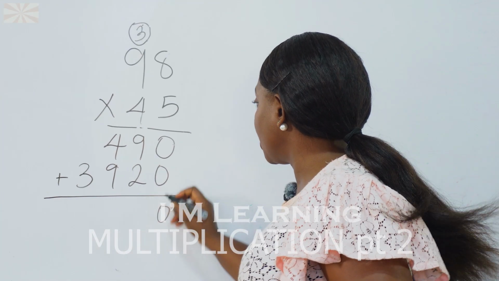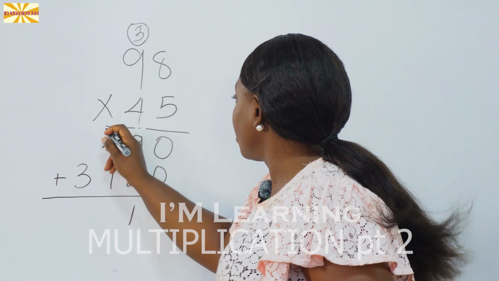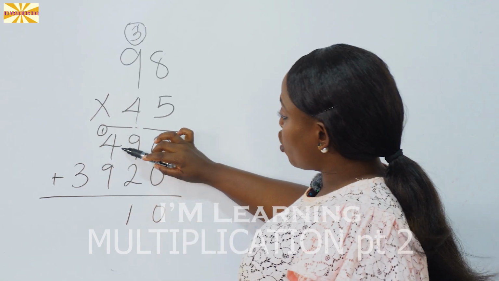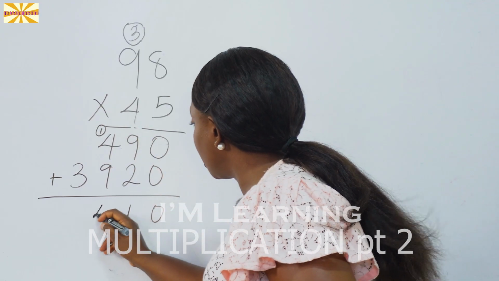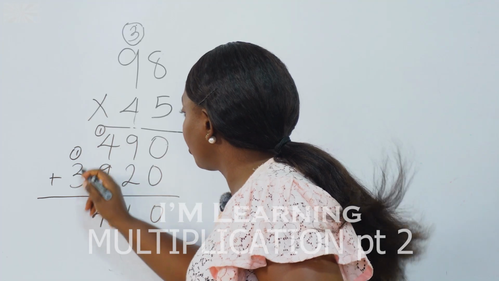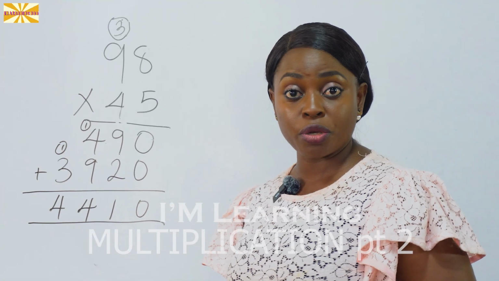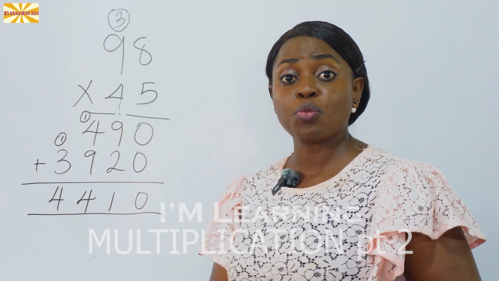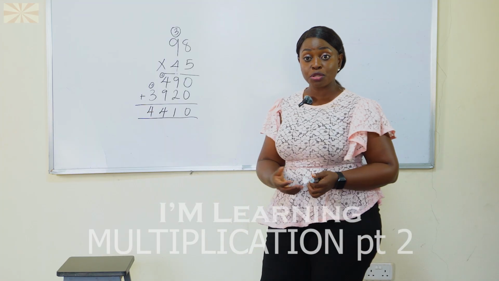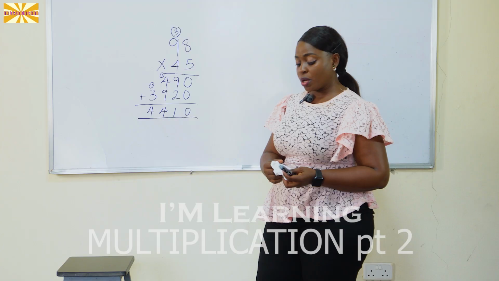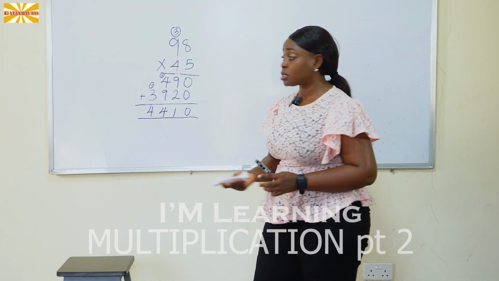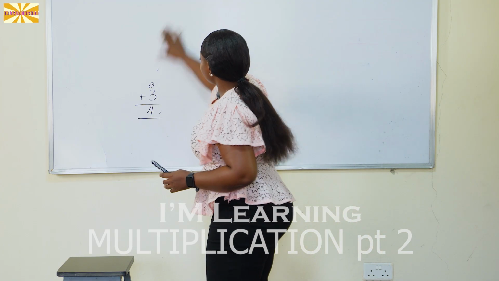We add those two numbers. 0 plus 0 is 0. 9 plus 2 is 11. We carry 1. 9 plus 4 is 13. Plus 1 is 14. 4, we carry 1. 3 plus 1 is 4. Our answer is 4,410. Now, this is how you multiply 2 digits by 2 digits. Now, we're going to be looking quickly at how to multiply 3 digits by 2 digits.